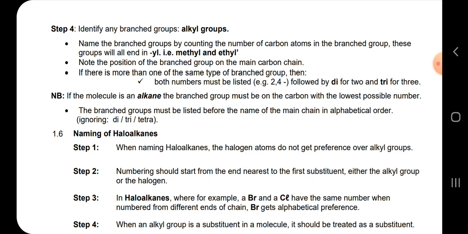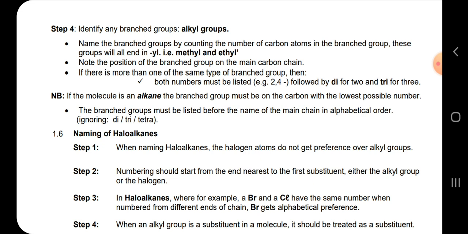Note the position of the branch group on the main carbon chain. If there is more than one of the same type of branch group, then both numbers must be listed, followed by di for 2 branches or tri for 3 branches. So if we have 3 branches on the main chain, the C's in the parent chain that have other branches, we are going to name the number of branches, followed by di for the 2 and tri for the 3.